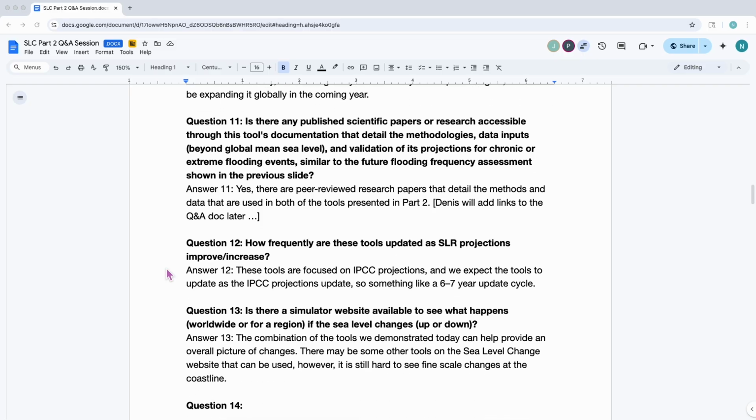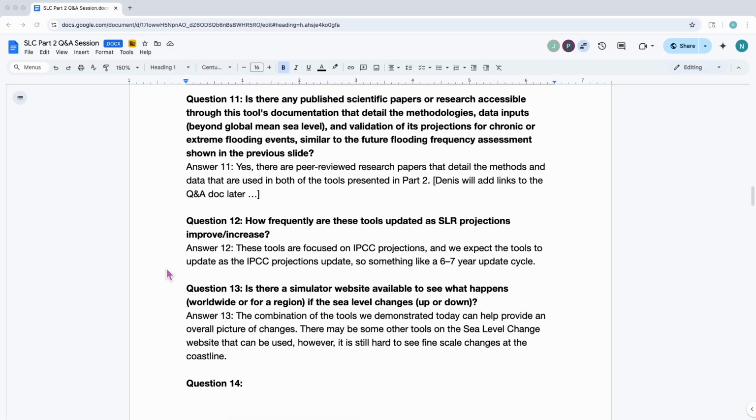Great, thanks, Phil. Question 11. Are there any published scientific papers or research accessible through this tool's documentation that detail the methodologies, data inputs beyond global mean sea level, and validation of its projections for chronic or extreme flooding events, similar to the future flooding frequency assessment shown in the previous slide?